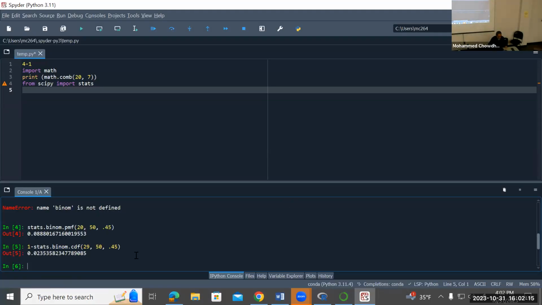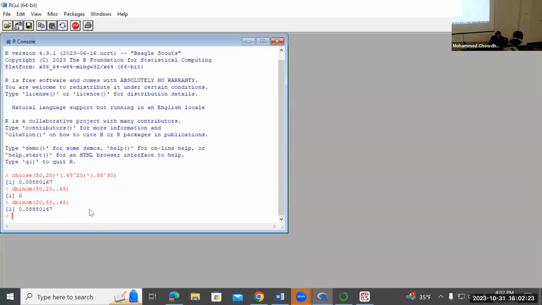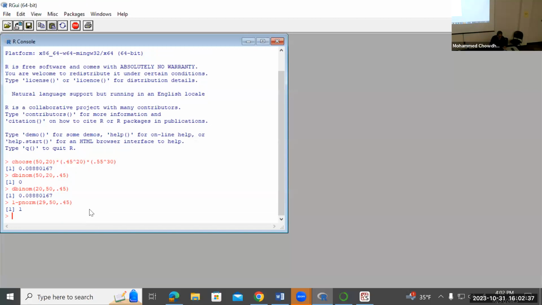What is the software thing? 1 minus stats binom CDF 29, 50, 0.45. Let us check these things by using R as well. So this is called 1 minus P norm. I'm checking both ways. 29, 50, and then 0.45 and then do these things.